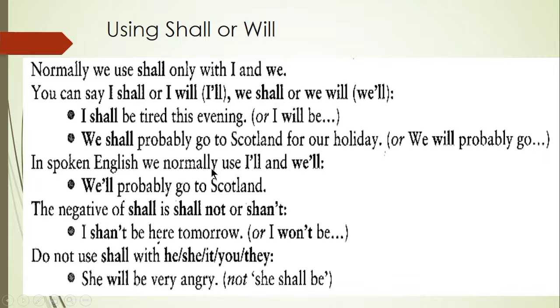In spoken English, we normally use I'll or we'll. So here we only use apostrophe double L. That is equal to will as well as shall. So there is no difference. We'll probably go to Scotland. The negative of shall is shall not or shan't. I shan't be here tomorrow, or I won't be here tomorrow. So will not, that is the short form, is won't, and shall not is contracted as shan't.